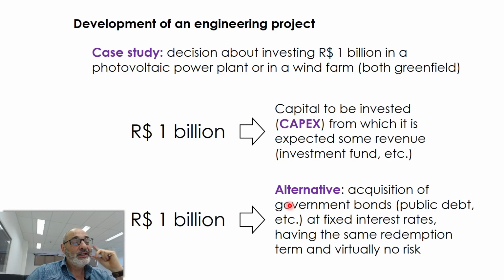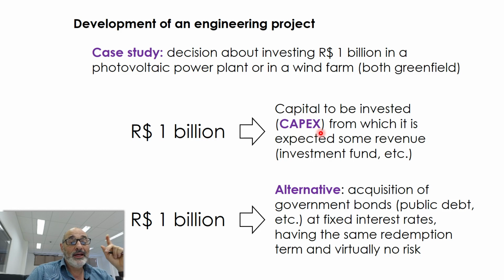Just to remind what we have to do: we have to decide where to invest 1 billion, in a photovoltaic power plant or in a wind farm. The decision process will follow more or less the following. We have to invest 1 billion. This money we're going to spend in capital. We're going to buy the wind turbines and so on. That's the origin of the term capex, capital expenditure.